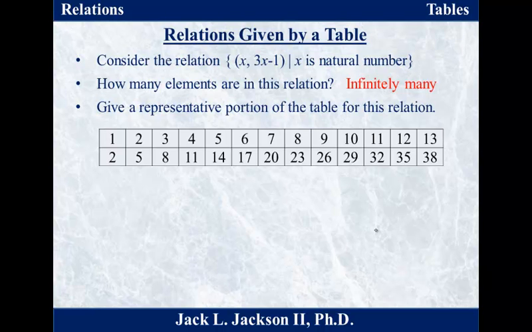So let's just check some of these and see if I did this right. 3 times 1 is 3, minus 1 is 2, so 1 goes to 2. 3 times 2 is 6, minus 1 is 5, so that's there. 3 times 3 is 9, minus 1 is 8. 3 times 4 is 12, minus 1 is 11, and so forth. And hopefully these are all correct.